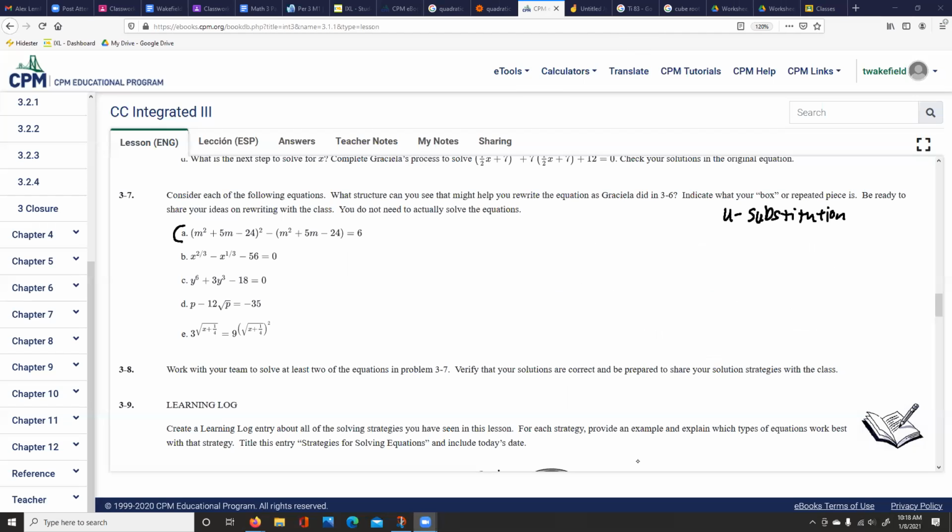So what are we going to let U equal? We have to find what to let U equal. So let U equal, and you have to copy this down. So let's go ahead and copy that down. If you haven't, go ahead and copy m squared plus 5m minus 24 squared minus m squared plus 5m minus 24 equals 6. I'm going to give you a second to copy that down.